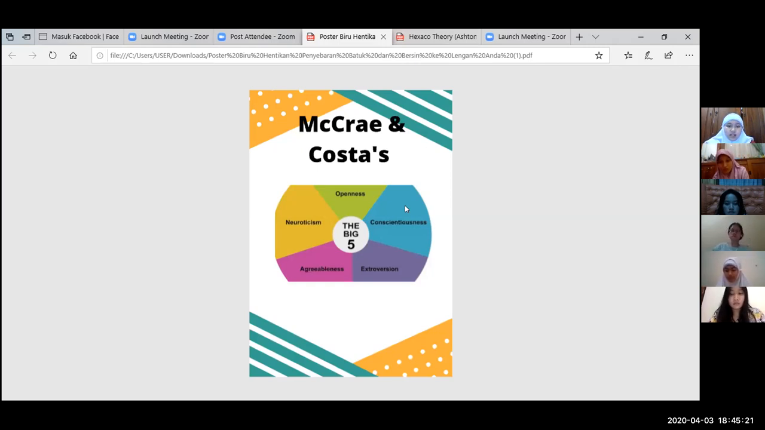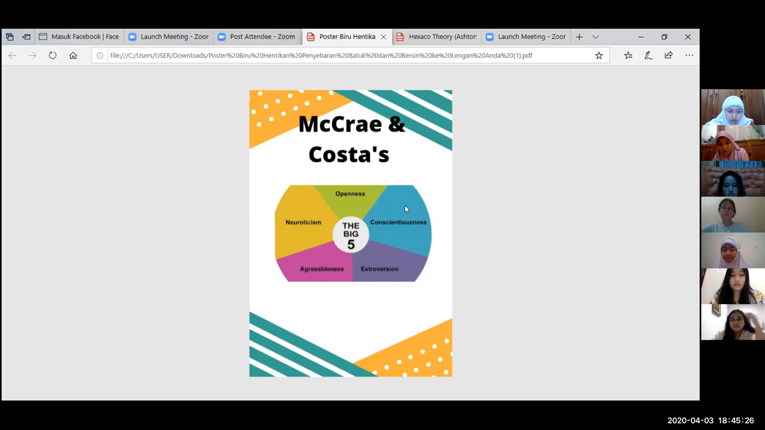And then the next is agreeableness. If you have a high score in this, you are more friendly, more cooperative, and maybe more compassionate with other people. And then neuroticism is about what you can call emotional stability.